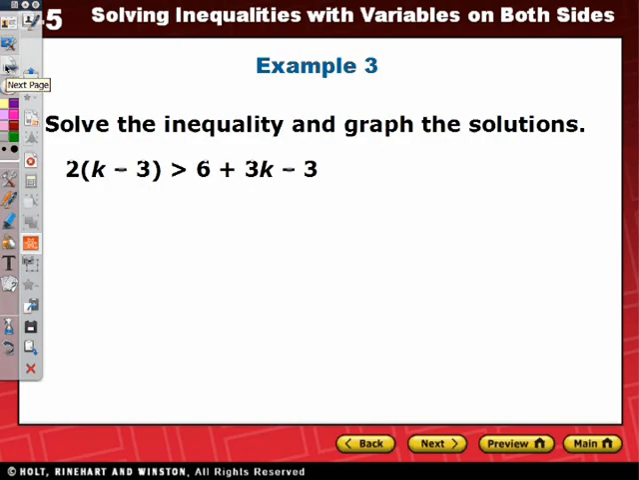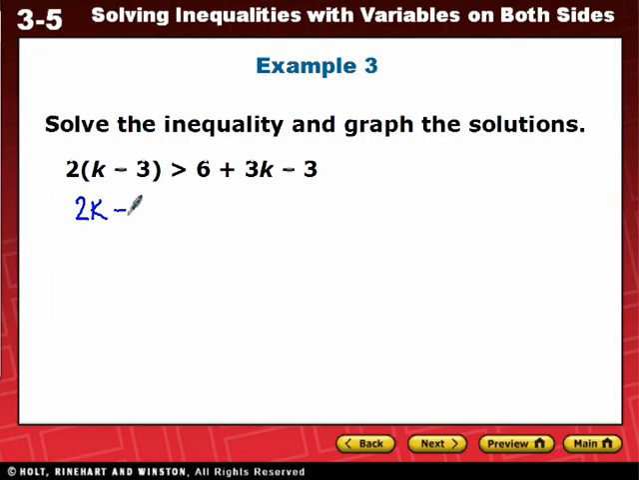So here we've got a lot going on. Write it down. 2 times the quantity k minus 3 is greater than 6 plus 3k minus 3. So on the left, I see an opportunity to distribute. I'm going to get that done. 2k minus 6. You can pause this if you want, do it yourself, and then come back in just a moment.